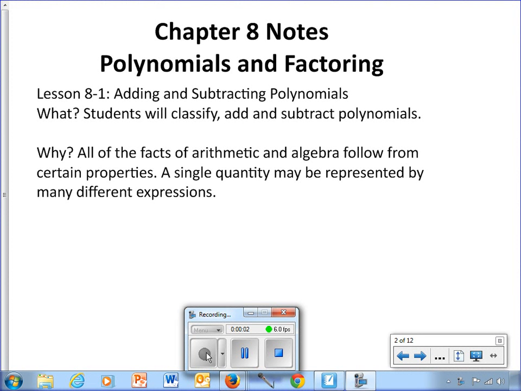Hi, this is Mrs. Doris, and this is Lesson 8-1 entitled Adding and Subtracting Polynomials. Our objective in this lesson is that you will classify, add, and subtract polynomials. And the reason that we are working in this chapter in algebra is that all the facts of arithmetic and algebra follow from certain properties. And a single quantity can be represented by many different expressions.